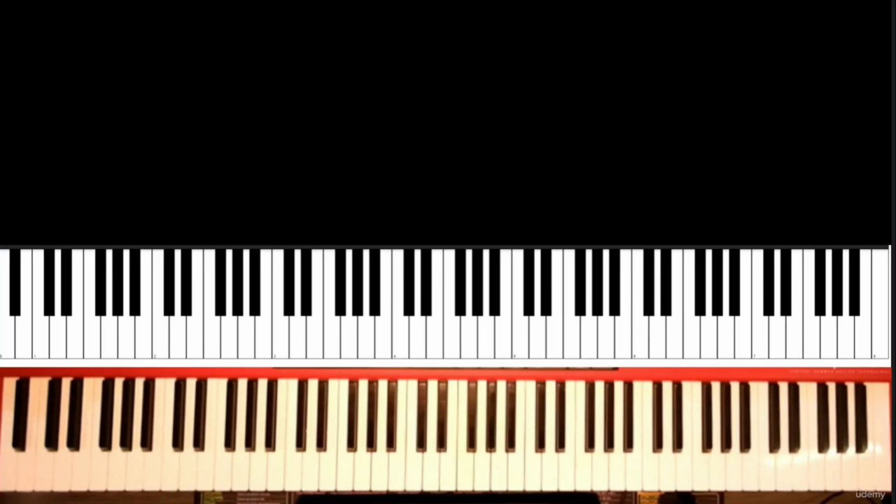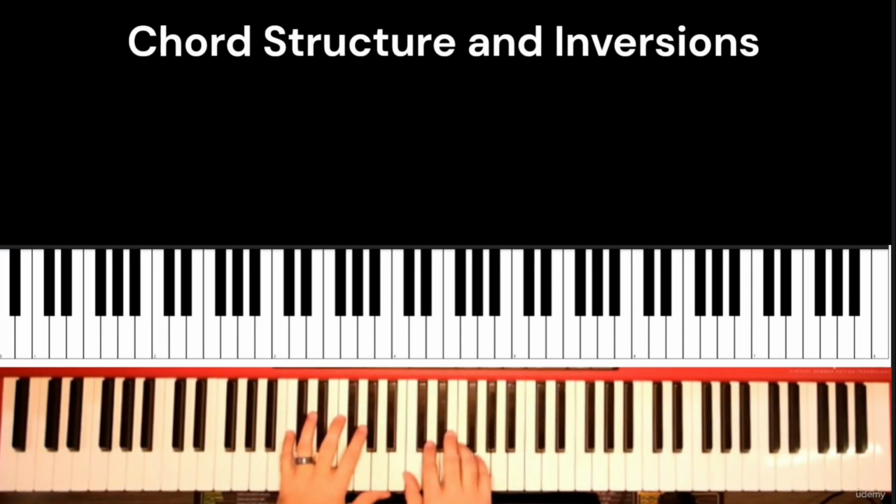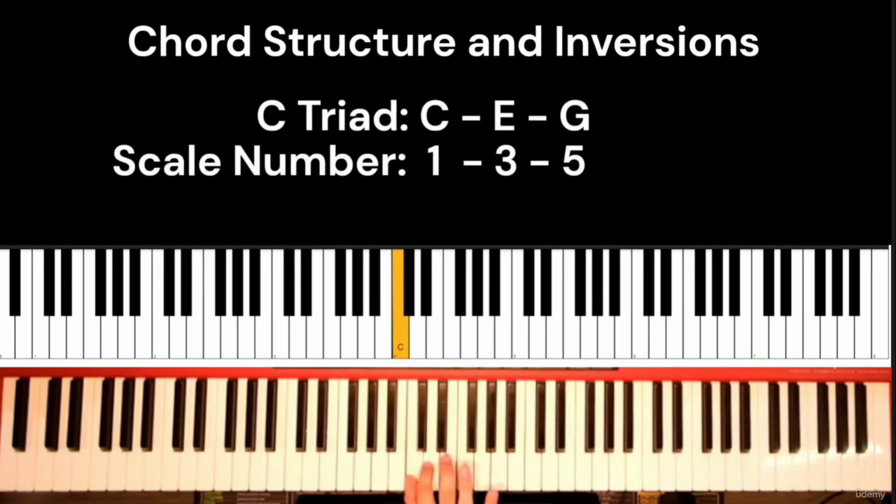As we dive in, let's take a look at chord structure and inversions. Let's begin in the key of C. If I were to play the first C chord here, this is a C triad. The C triad consists of the notes C, E, and G. To make a triad, you just skip a note every time. I play a C, I skip the D and play an E, and skip the F and play a G. That's the C triad.